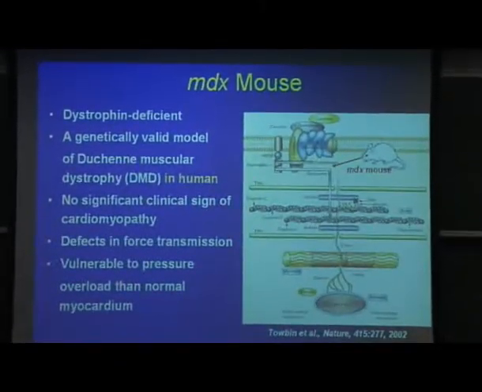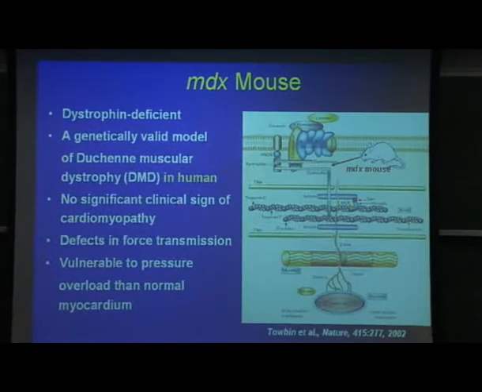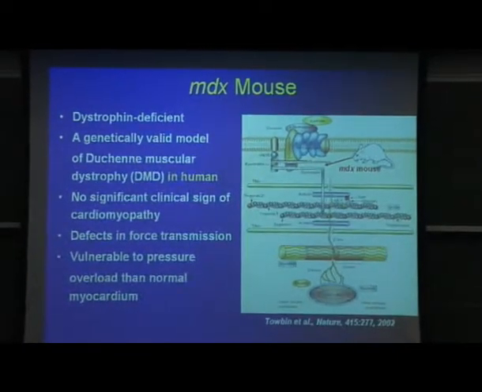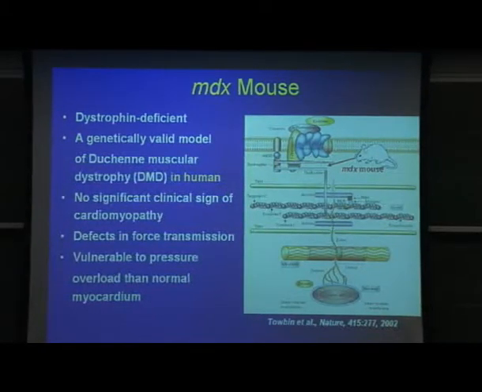So we've used these kinds of indexes to look at the function of genetically engineered or abnormal subjects like the MDX mouse, which is a model of Duchenne's muscular dystrophy, where the dystrophin, which is part of this dystrophin complex here and connects the inside of the cell, the sarcomeres, to the outside of the cell, is abnormal. And this MDX mouse mimics the human muscular dystrophy disease, although it's milder in the mouse because they have no clinical sign of cardiomyopathy, although they do have abnormal hearts.